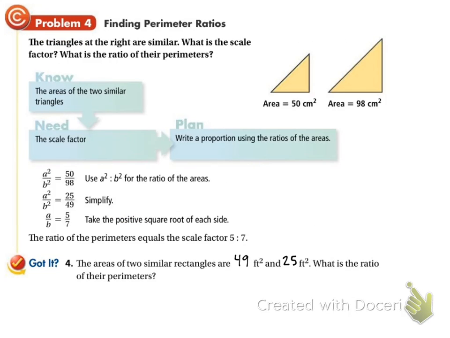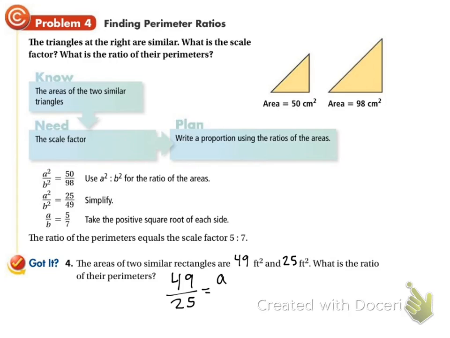Okay, so now we're going to figure out perimeter ratios. In our got it problem, it says that the areas of two similar rectangles are 49 feet squared and 25 feet squared. What is the ratio of their perimeters? So we've got 49 over 25. This is already the area ratio.